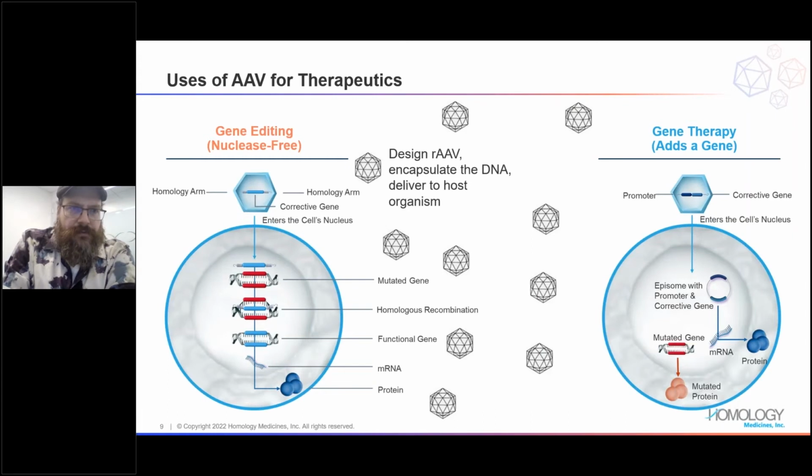For us in homology, we've got more flavors than this, but for what we're talking about today, we have gene editing, which is where we just go with homology arms, hence the name of our company. And we go in and try, through homology, to rectify monogenic disease. On the right is probably a bit more canonical as far as the world's concerned. You've added a gene therapy, where you essentially have an episomal corrective gene that you've inserted, and it's providing a corrective protein.